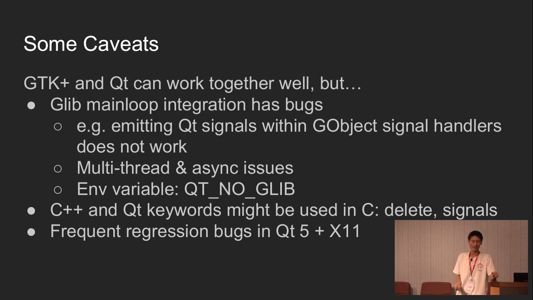There are still some caveats that need to be handled with care. For example, you can integrate with the glib main loop inside Qt programs, and that is officially supported by Qt, but it's buggy, though most of the time it works pretty well. But if you try to emit Qt signals within GObject signal handlers, that will not work, and it's a known bug for quite a long time without any fixes.